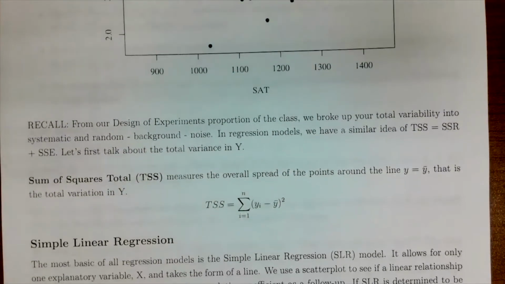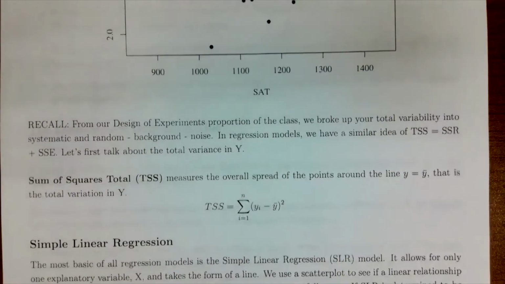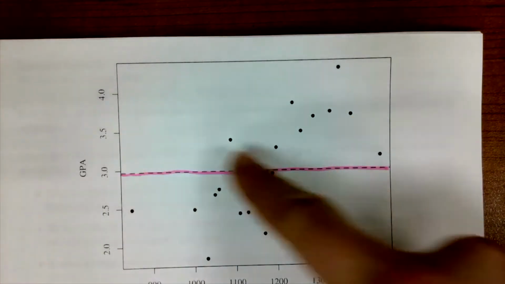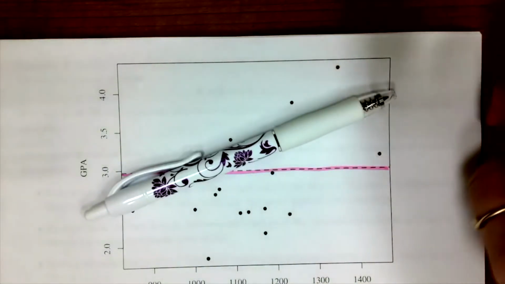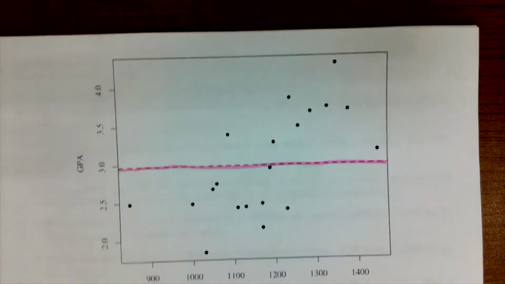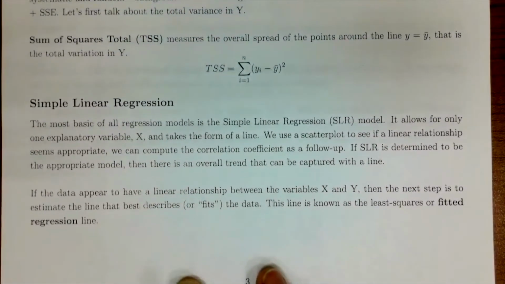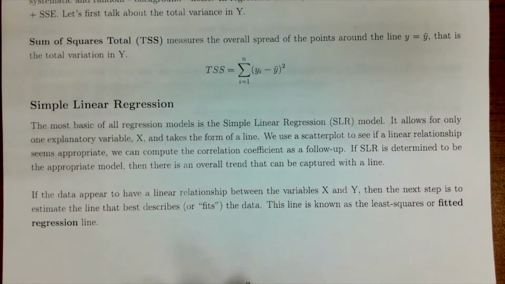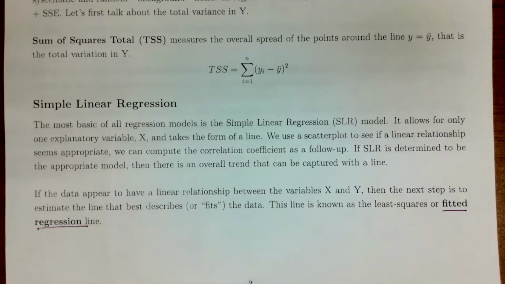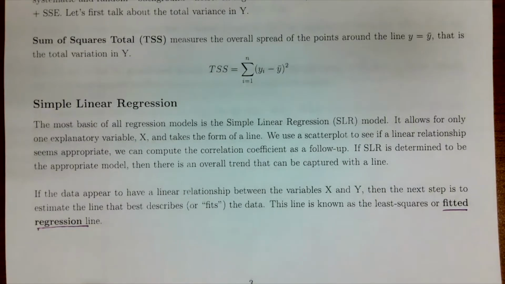Okay. Now, the idea with simple linear regression is, can we find some type of line? Maybe it's this, maybe it's a line like this, maybe it's a line here, or here, or here, that best helps us to understand the relationship between X and Y. So that's where we're going towards. We want to find this fitted regression line that is going to help us best explain our data.